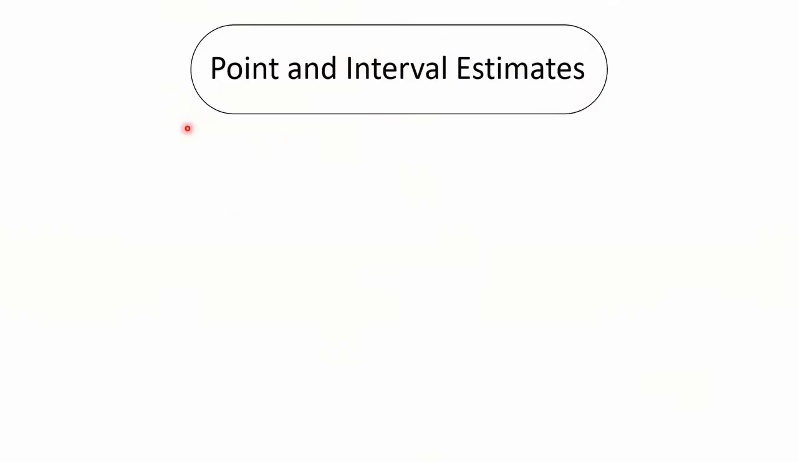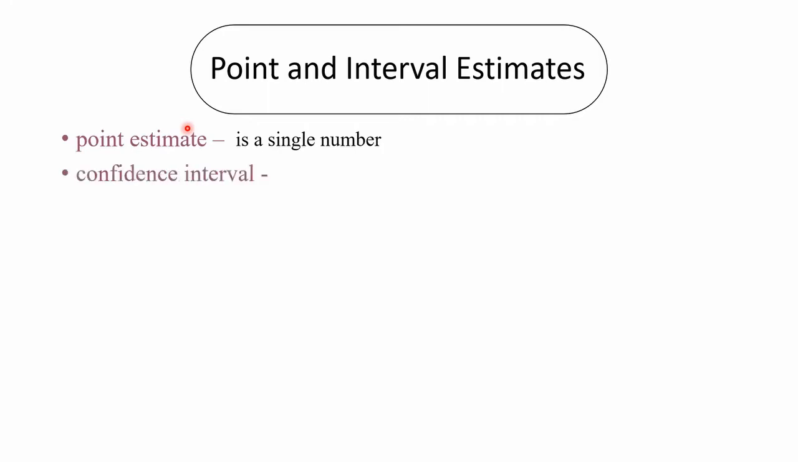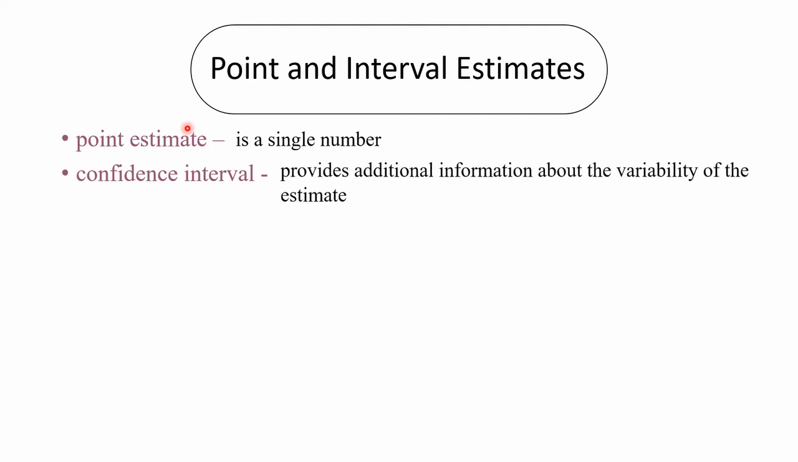So, what is a point estimate? It is basically a single number. You say a point means a single number. A confidence interval or interval estimate provides additional information about the variability of this particular estimate. So from an interval estimate, you get a range of numbers. Point estimate, you get a single number.